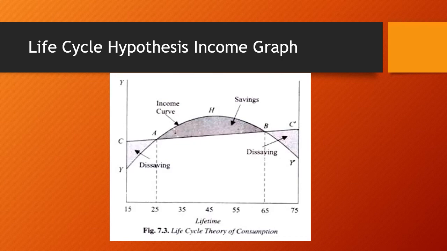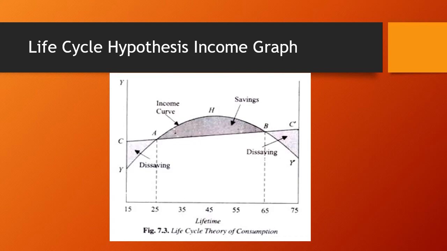Okay, so that area, the light gray area between Y and C there, represents this person borrowing money until they get to that point A. Now they're making as much money as they're spending. And then they start to make more money than they're spending. And that's represented by the darker gray area under that curve. And that's savings. They're making more money than they're spending, and it's savings.